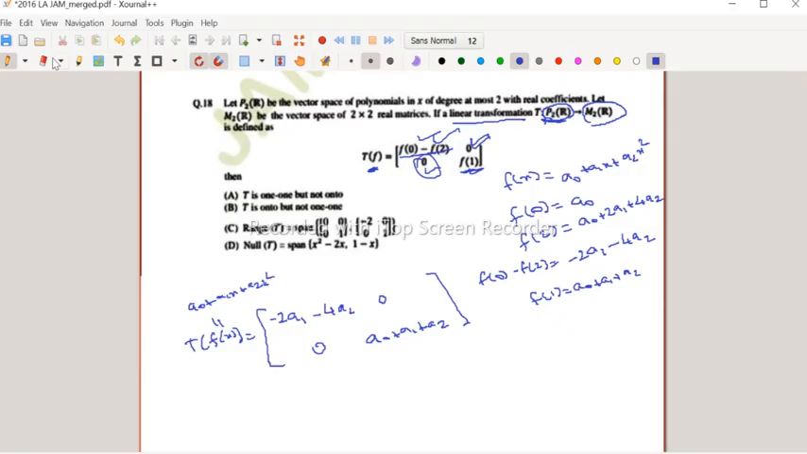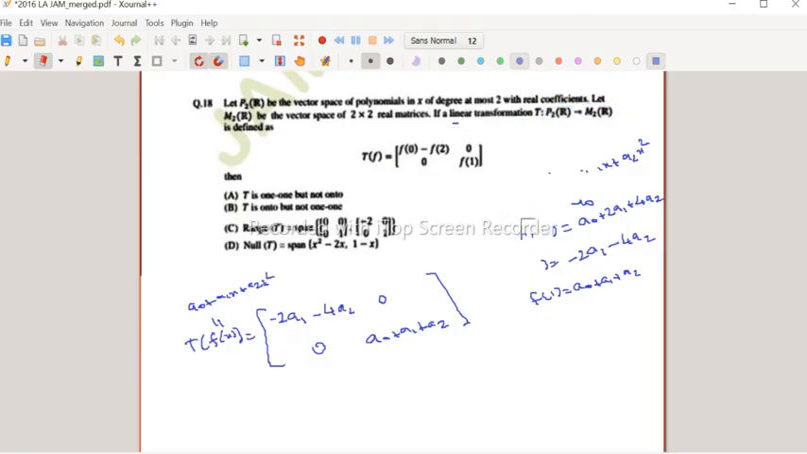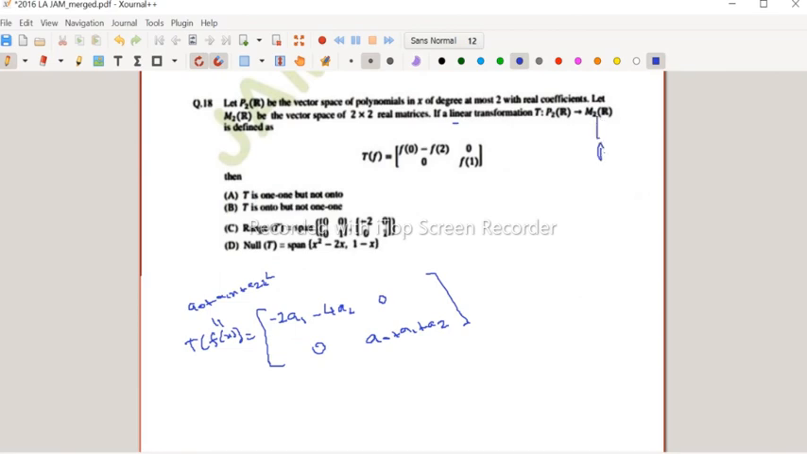So is it onto or not? Onto means what? If you take any matrix in the codomain, because the codomain is the set of 2 by 2 matrices, okay. When we say a function is an onto function, if you take any element in the codomain, there is at least one element from the domain which maps to that matrix. So if you take any matrix A here, at least one polynomial f of x or g of x should map to this matrix, that is onto. So I am specifically taking A equal to, I am taking 1, 1 somewhere here.